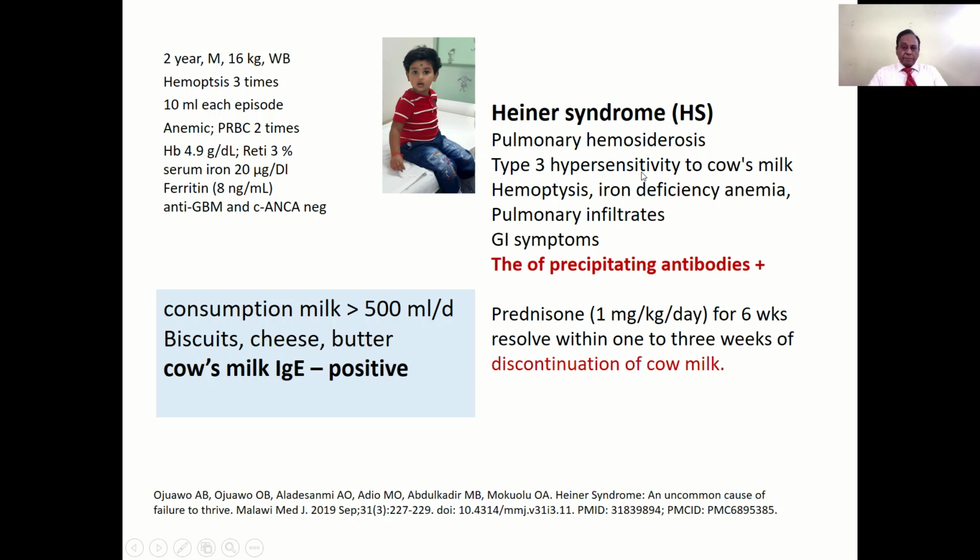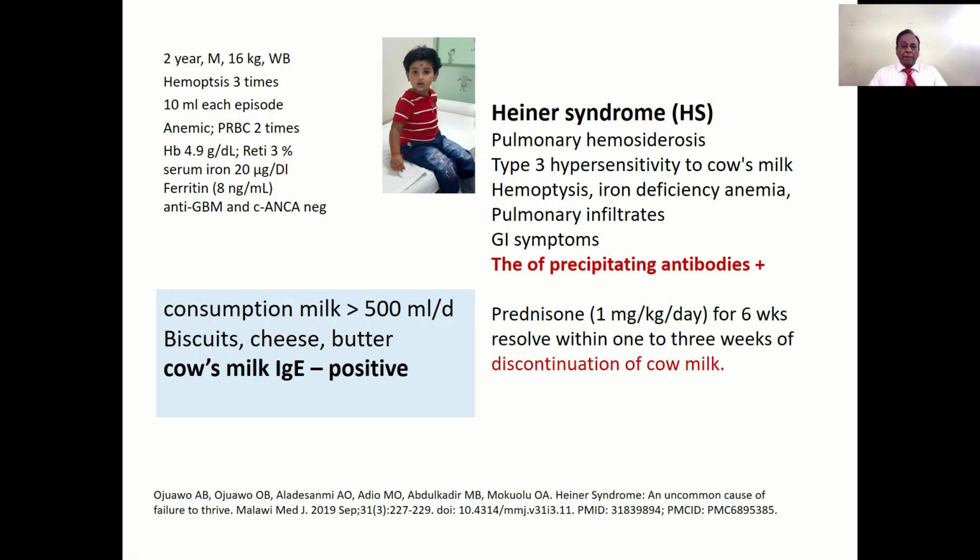Then it was found to be a subtype of pulmonary hemosiderosis, that is Heiner syndrome. Whenever the pulmonary hemosiderosis is secondary to cow's milk protein, then we call that condition Heiner syndrome. The child was treated with prednisolone, and the child's condition improved. After that, the child was advised to discontinue milk for some time. When they came for review, the child was totally normal.